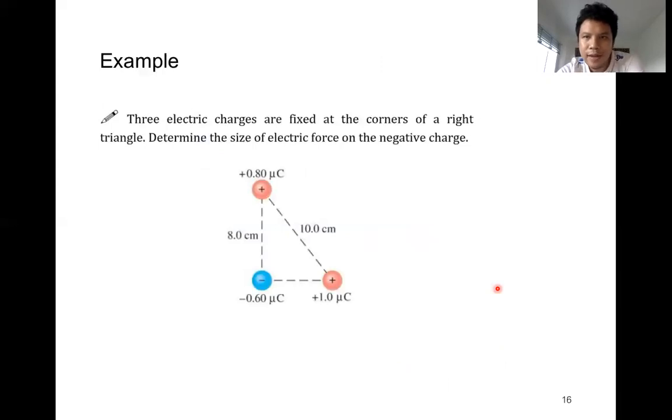Okay, and then this is the case where you have more than 2 charges in the system. We have 3 electric charges fixed at the corners of a right triangle, and we want to determine the size of the electric force on the negative charge. So we want to find the force on here.